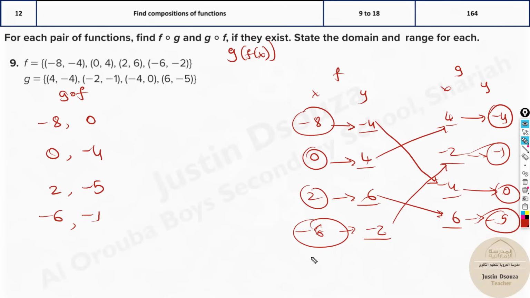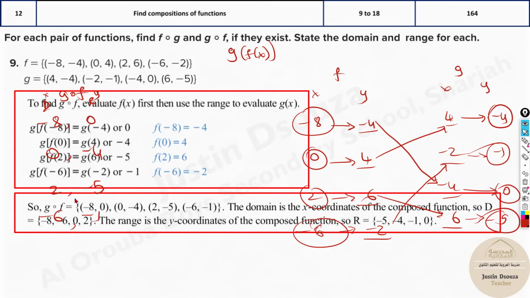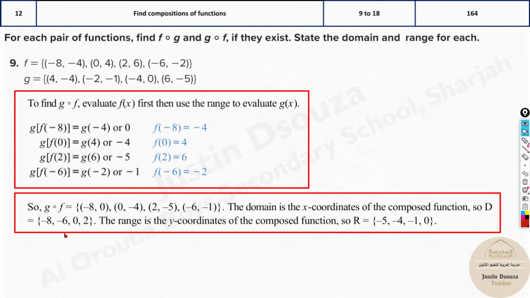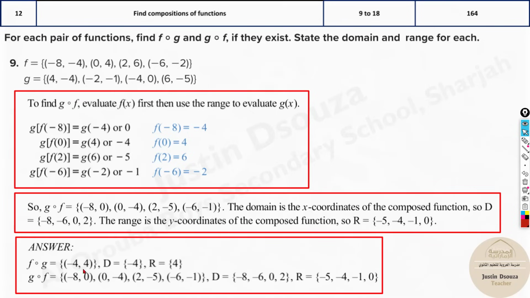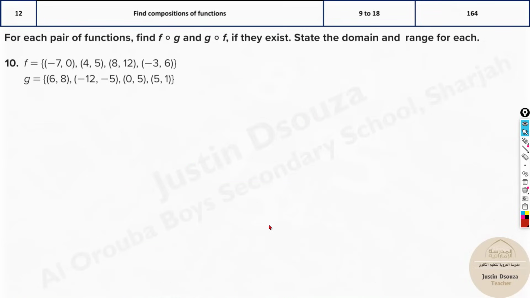So the domain is all these values, range is all these values. Domain x values, range y values. So that's the answers. Now if you see the final answer, it will be these coordinates. You can see over here, minus 8, 0, 0, comma, minus 4, 2, comma, minus 5, and lastly minus 6 and minus 1. So the domain over here is all these x values and range is all the y values. So the first one, we just had one coordinate, right? Minus 4, 4. That's the answer. For the second one, we have 4 and 4. So that's how we solve this. These are just simple, the same thing over here.